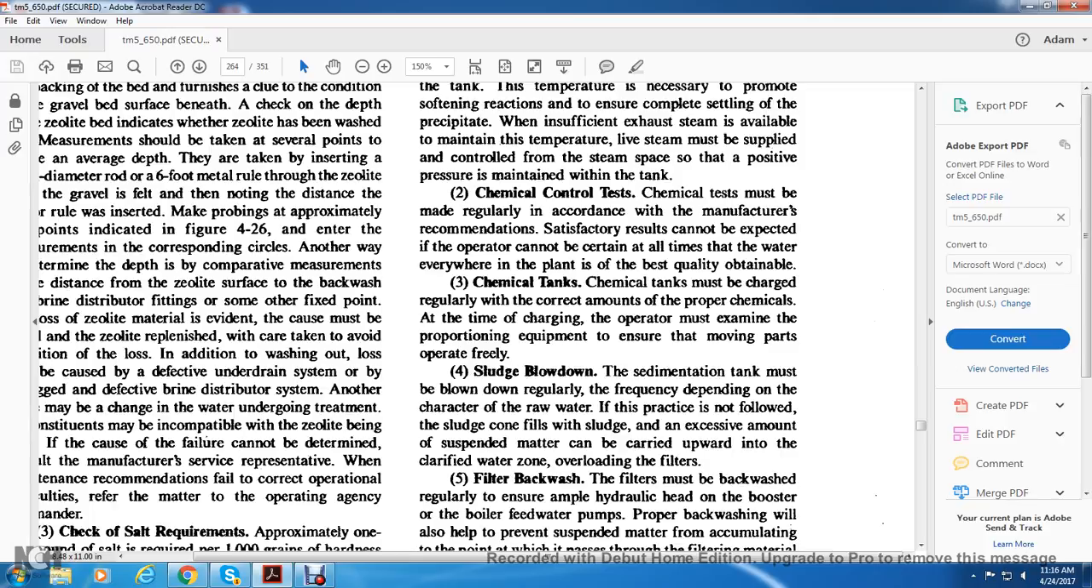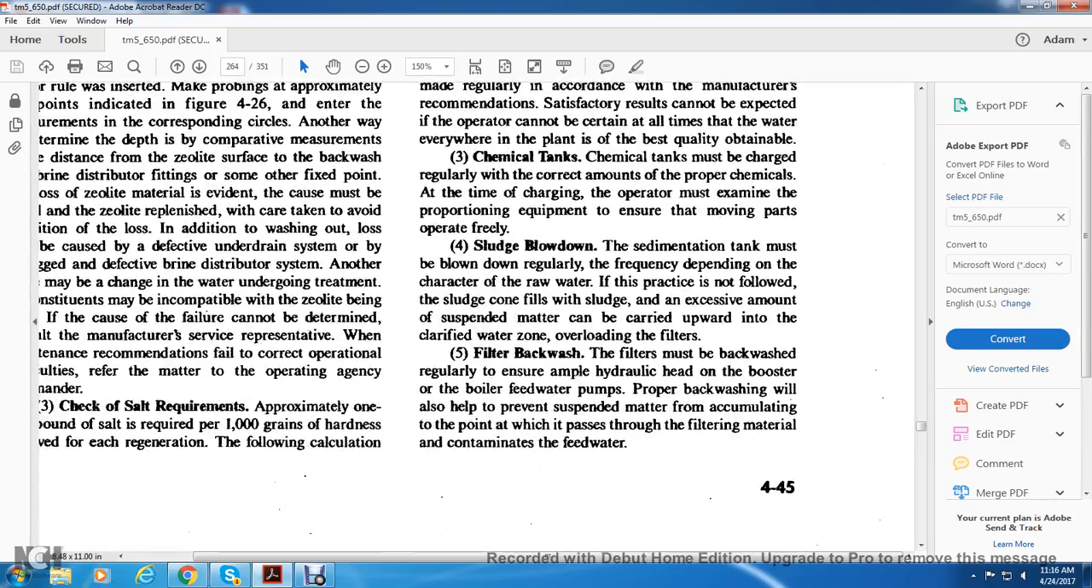Sludge blowdown. The sedimentation tank must be blown down regularly, with the frequency depending on the characteristic of the raw material. If this practice is not followed, the sludge cone fills with sludge, and an excessive amount of suspended matter can be carried up into the clarified water zone, overloading the filters.